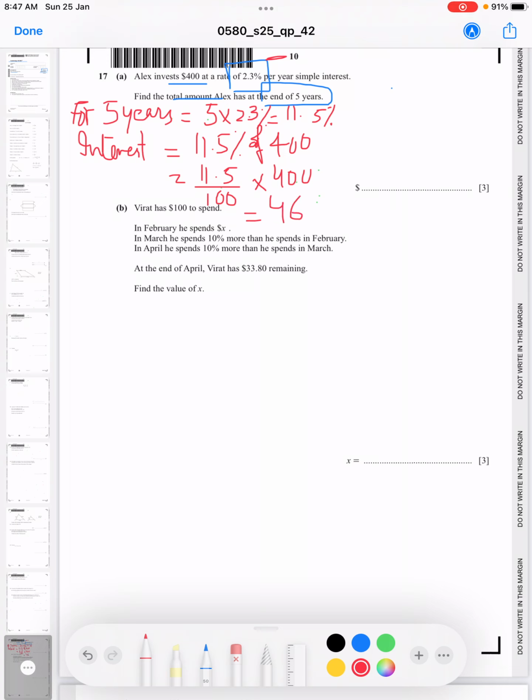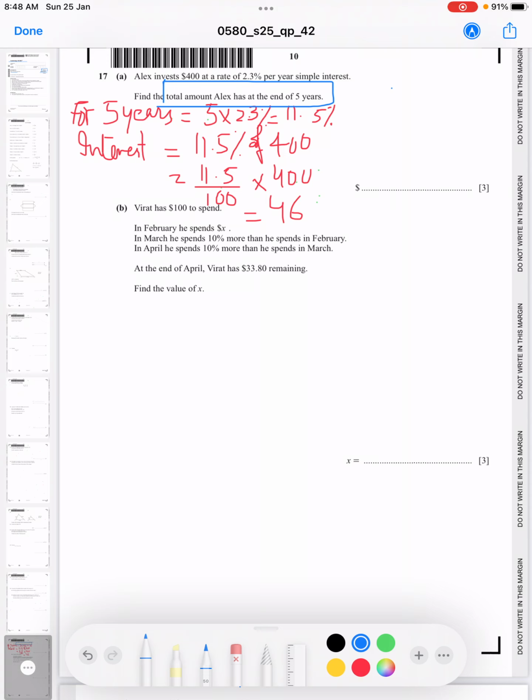Okay students, what do you think? Is this the answer? No, this is not the answer. Why? Because we want the total amount Alex has. In this question, we need to find the total amount Alex has at the end of 5 years. We don't want how much the increment is. We want the total he gets after 5 years.